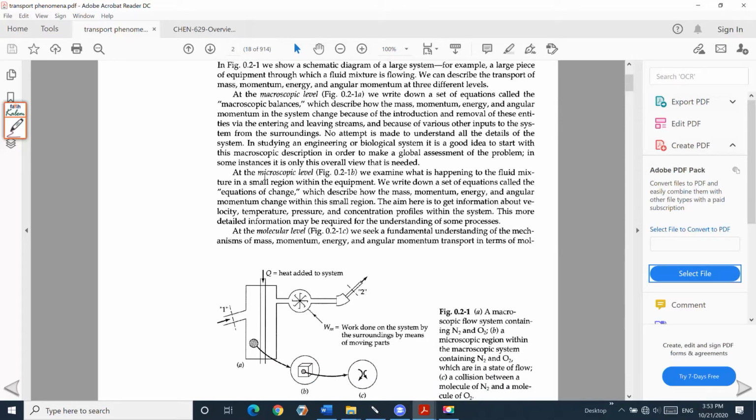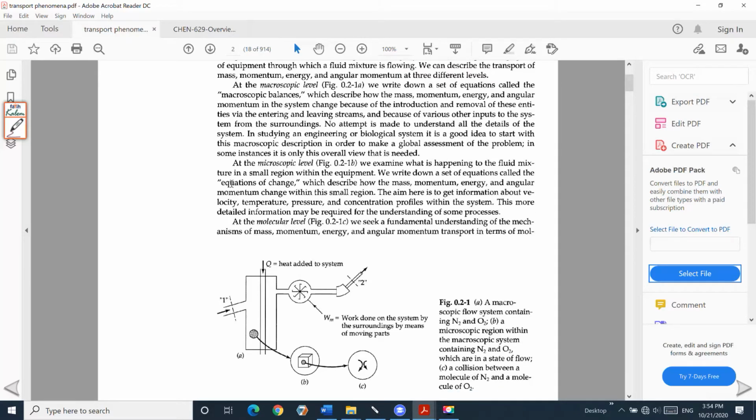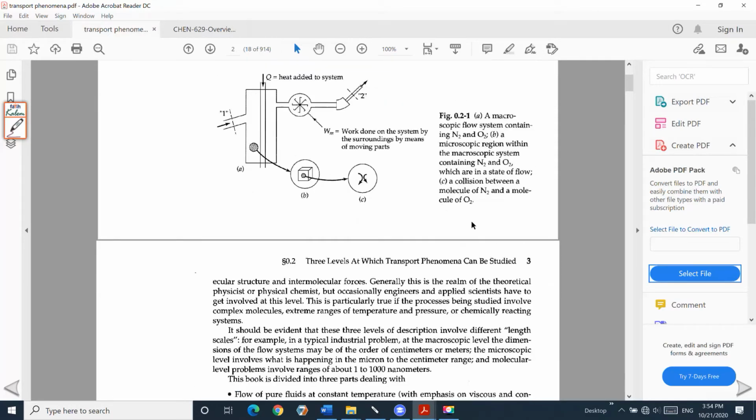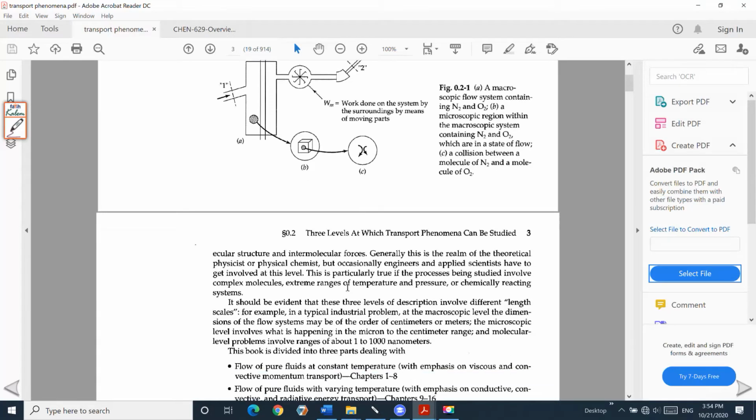In the second level, we call the microscopic level, we examine the fluid mixture in a small region within the equipment. We write down a set of equations called the equations of change, and they describe how the mass, momentum, energy, and angular momentum change within the small region, smaller than the macroscopic level. In the molecular level, this book seeks the fundamental understanding of the mechanism of the mass, momentum, energy, and angular momentum transport in terms of molecular structure and intermolecular forces.